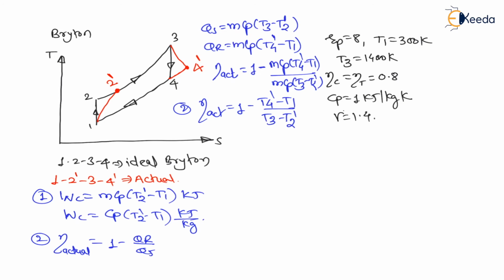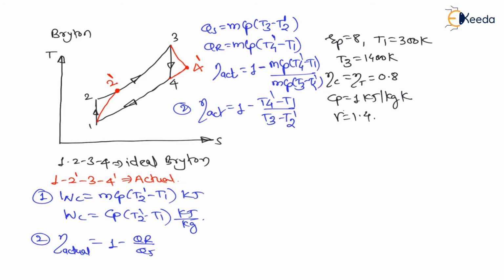Means, my dear students, if I want to find work of compression, I need to calculate T2 dash because T1 is already given and Cp is also given. And if I want to calculate efficiency of cycle, I have to calculate T2 dash and T4 dash because T3 and T1 are already given. So let us focus on calculation of these temperatures. Right, let us move further.